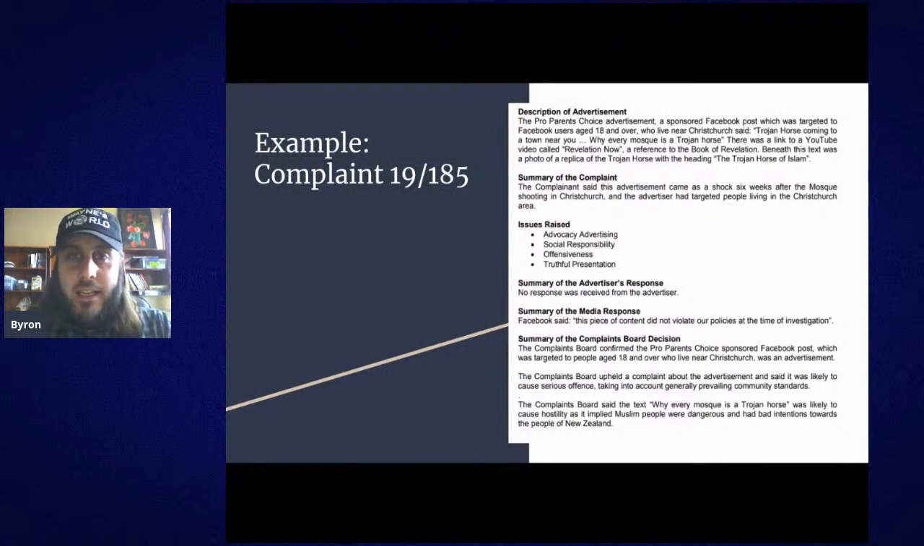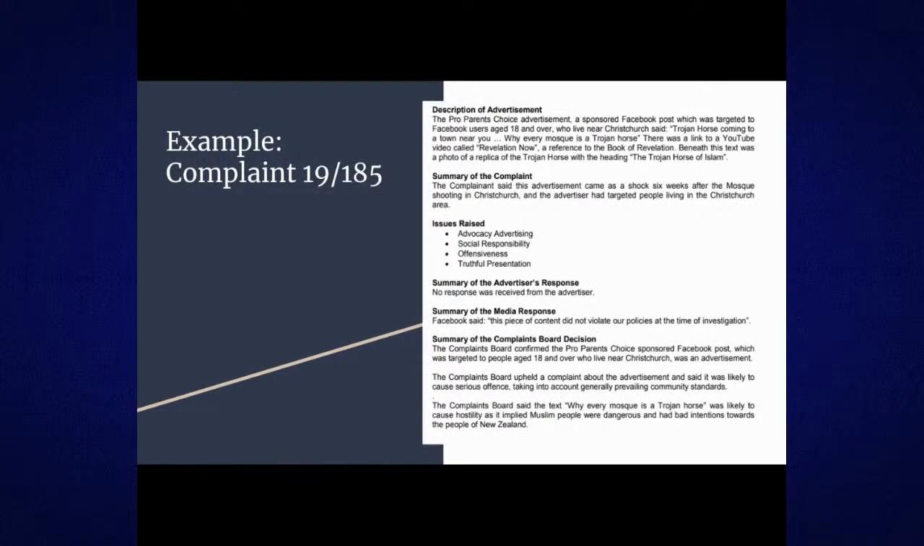So again, probably a bit hard to read there, but there's just an example of that complaint I mentioned, where they ruled that the advertisement was likely to cause serious offence, taking into account generally prevailing community standards. What the board that investigated the complaint said was the text, every mosque is a Trojan horse, is likely to cause hostility, as it implied Muslim people were dangerous or had bad intentions towards the people of New Zealand. And of course, with that complaint being upheld, there's a precedent there now for any similar advertisements on social media, if you were to complain to the ASA about those.